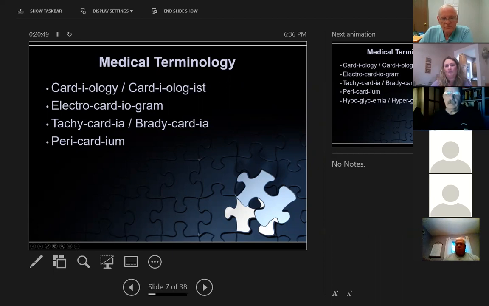Card, sticking with heart for a minute. And peri, meaning around. So we have this thing called the pericardium. And the pericardium is a sac that goes around the heart. And it lays right on the surface of the heart with just a little bit of slippery fluid underneath. And it expands as the heart beats, okay? And it kind of lubricates the outside part of the heart.